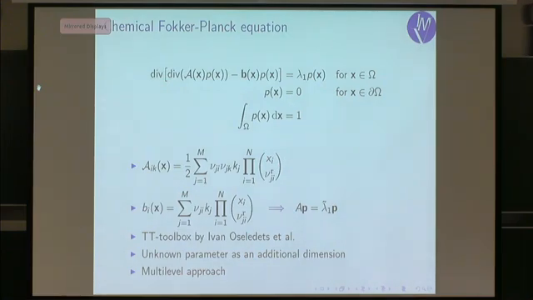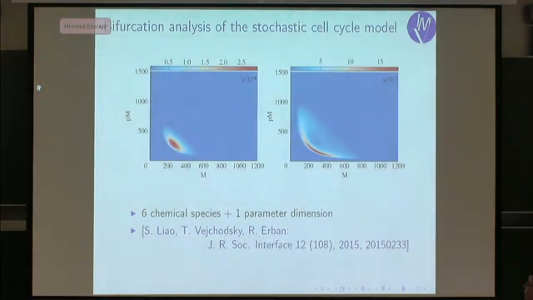So all this is fine, and at the end we were able to solve some interesting examples. This is a cell cycle model, like a Fokker-Planck equation for a cell cycle model. It has 6 chemical species, so it corresponds to six dimensions. But we also treated one of these parameters as an extra variable, so in total it was a 7-dimensional problem.